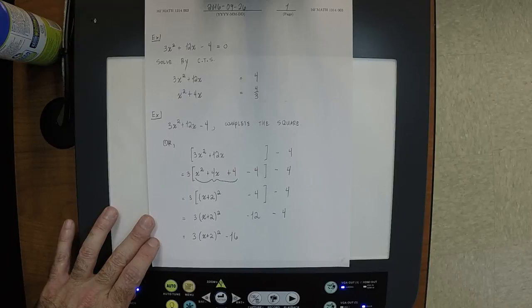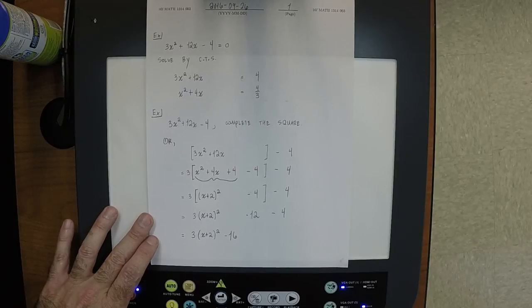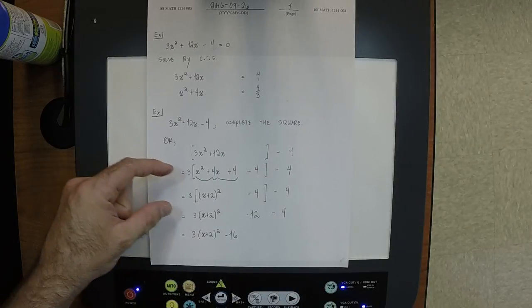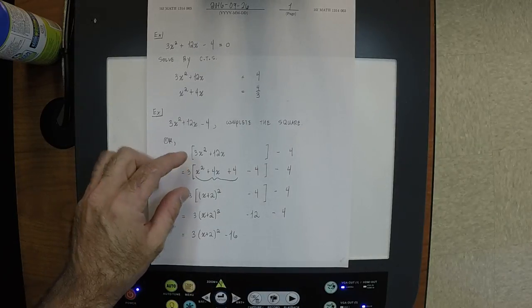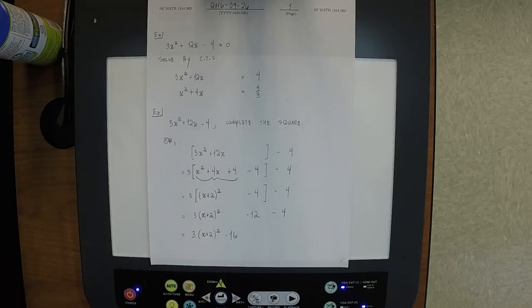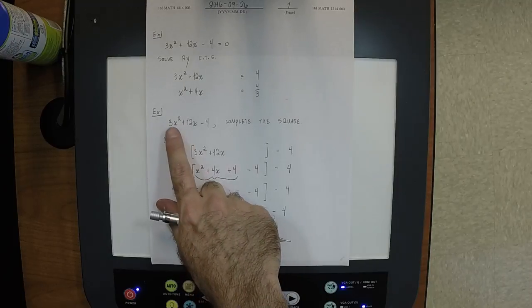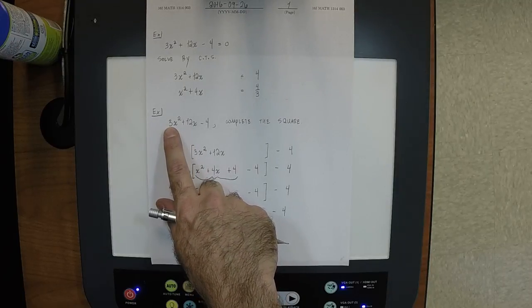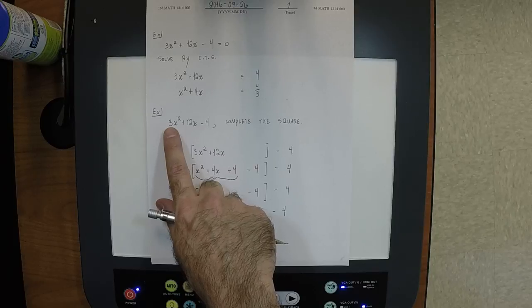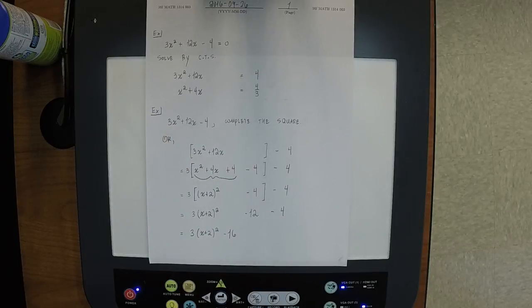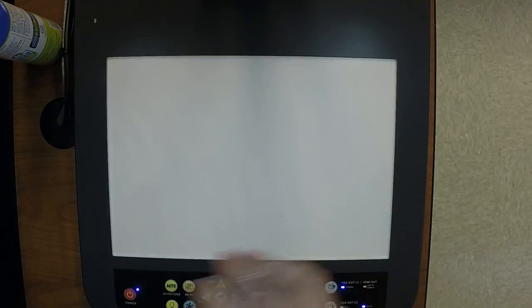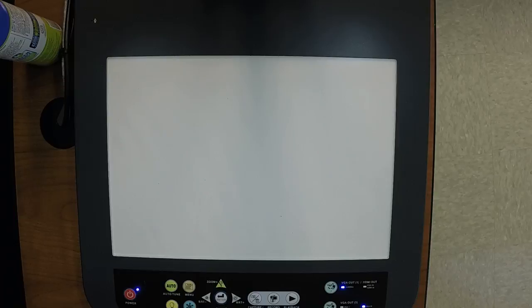What is that process called? Complete the square. This one? This? Uh-huh. Also complete the square. The technique of completing the square, we always were assuming that the quadratic was monic, but I gave you one that was not monic. Other questions? Okay, so now let's solve some equations.